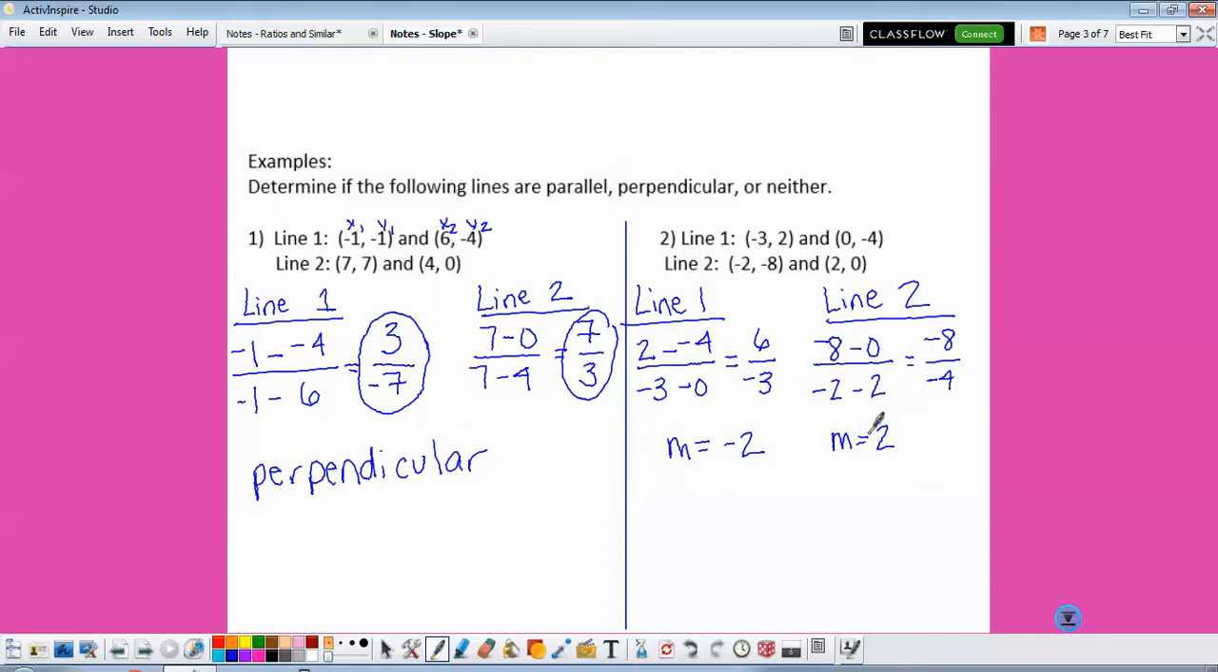They are opposites, but they're not reciprocals, so they can't be perpendicular. They're not identical slopes, so they're not parallel, so these are neither perpendicular nor parallel.